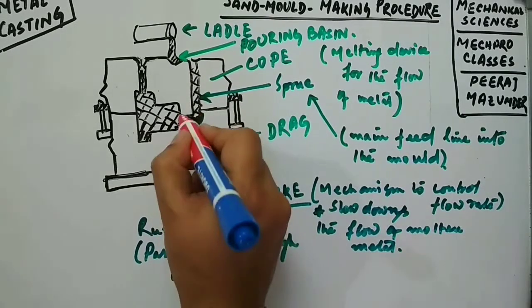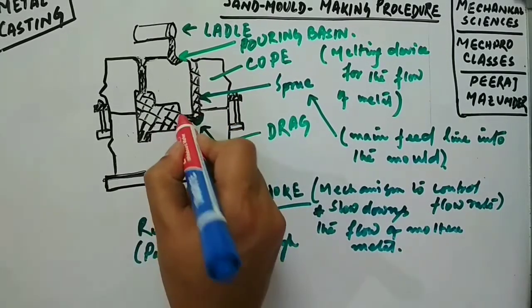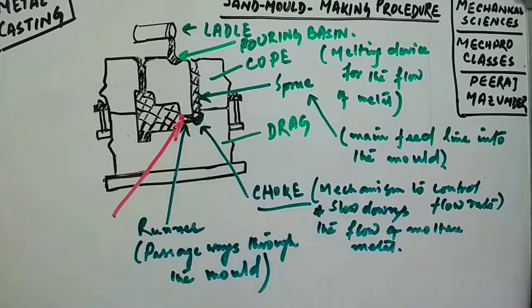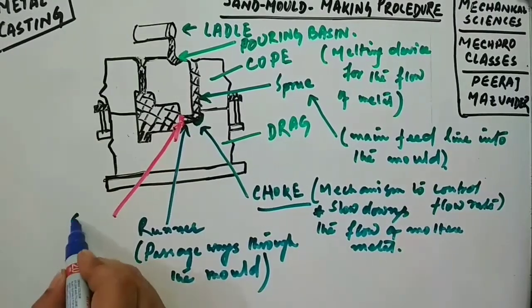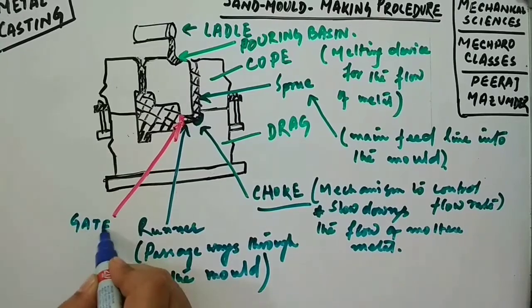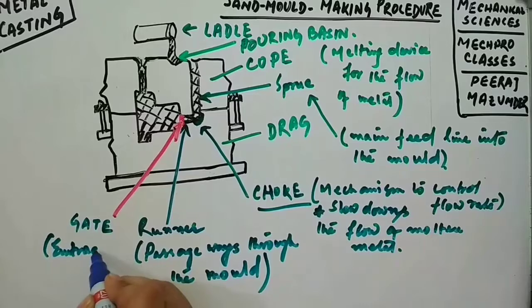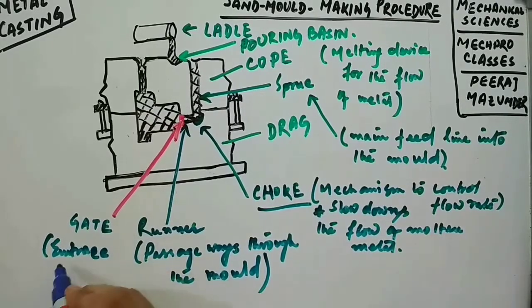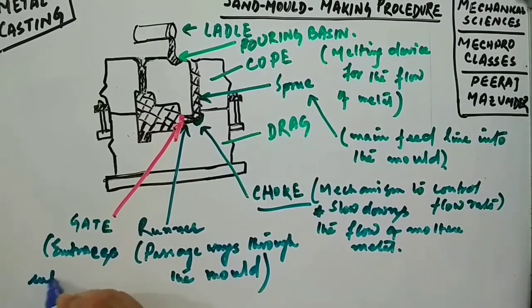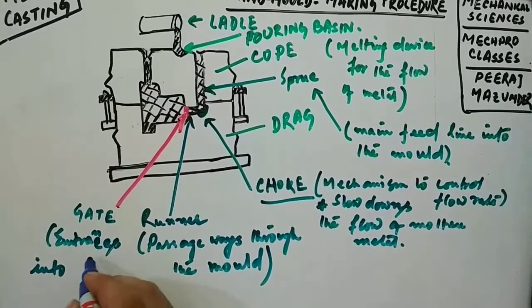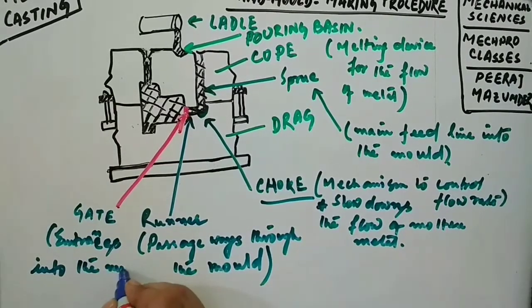So gate, I will highlight it. This is the gate, this portion is the gate. For gate, you can write: gate is the entrance into the mold cavity.